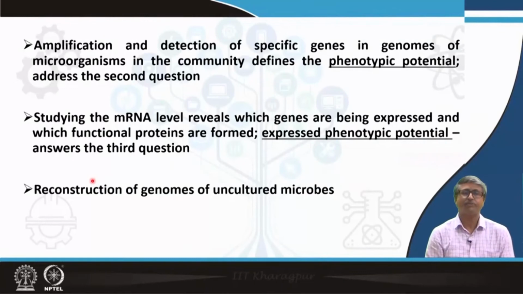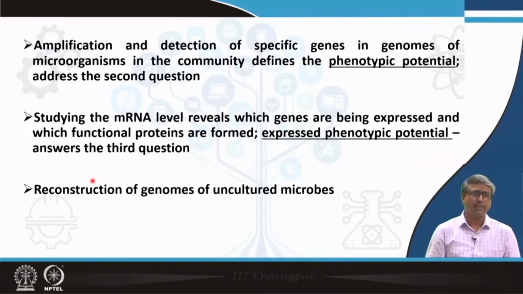Now, amplification and detection of specific genes, not only the ribosomal RNA gene, but also any kind of specific functional genes like genes related to nitrogen fixation, phosphorus metabolism, iron metabolism, or any other cellular or metabolic activities can be amplified using PCR. And when we catalog them or make an inventory of that, that creates the phenotypic potential. So, we can straight away identify that if these set of genes are there, then this could be the phenotypic potential of this community. Again, from a community directly we can answer this question. So, that is answering the second question. Now, answering the third question.